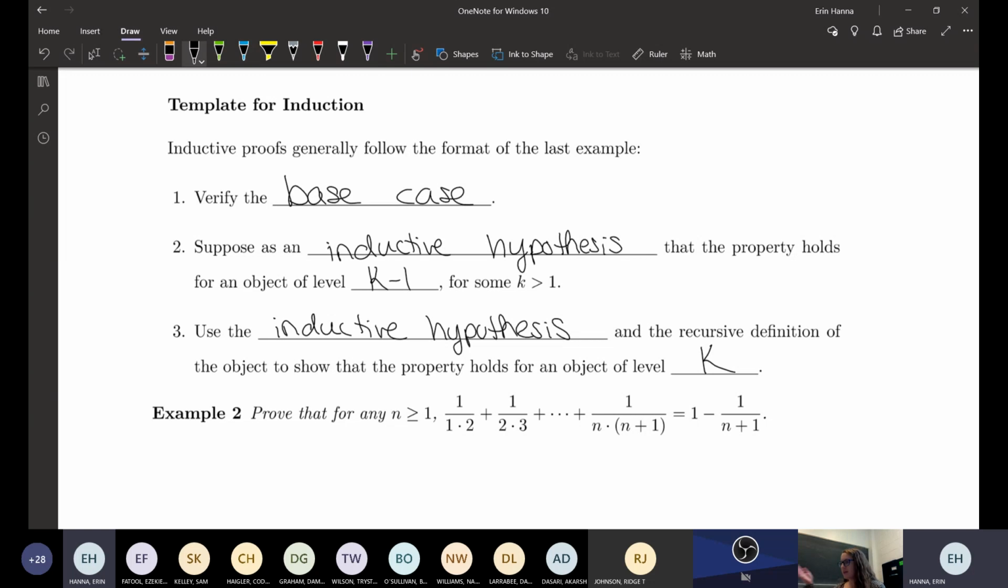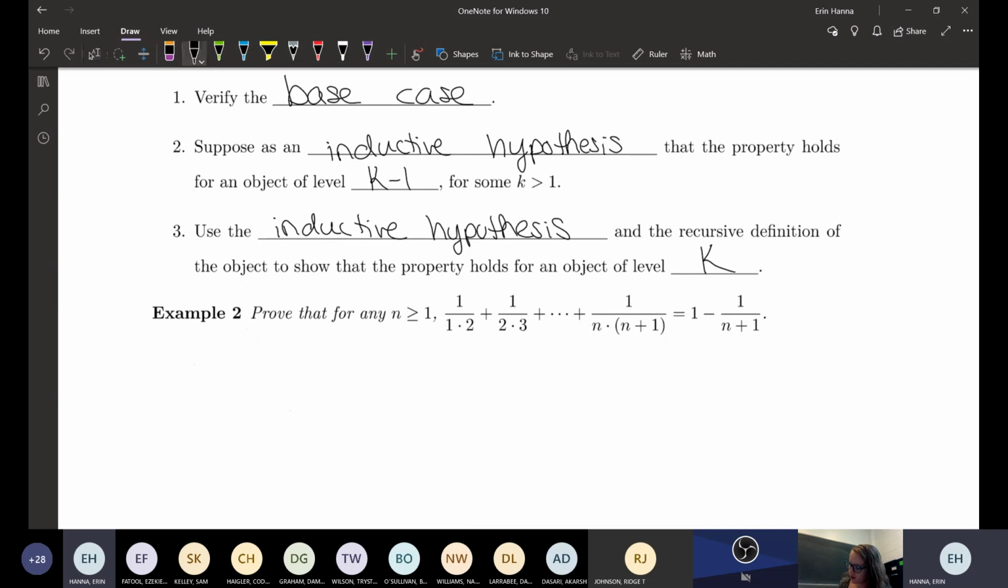So, base case, we need to prove it for n equals 1. So if n equals 1, we're essentially writing the sum up to this piece, but if we're just working with 1, then we just get 1 over 1 times 2, kind of just this first piece. And we want to say, is this equal to 1 minus 1 over 1 plus 1? So is it true to the other side of the equation?